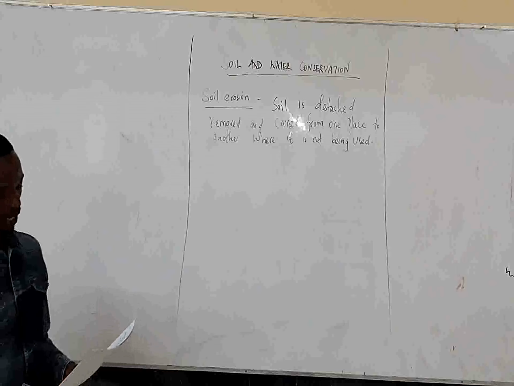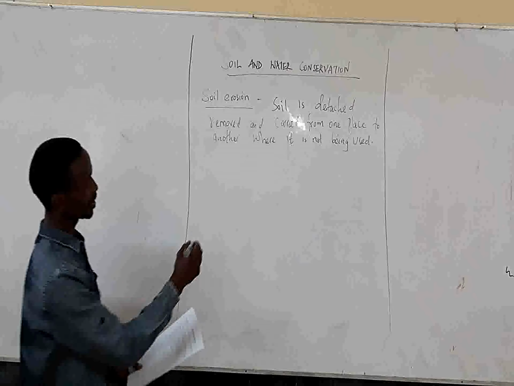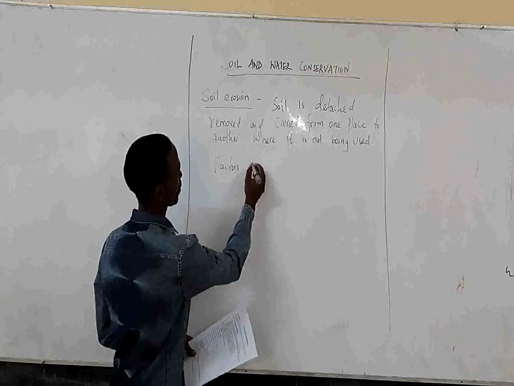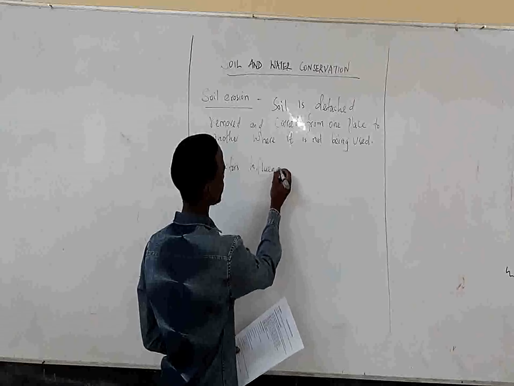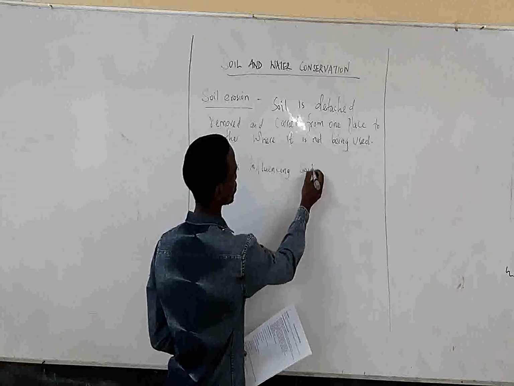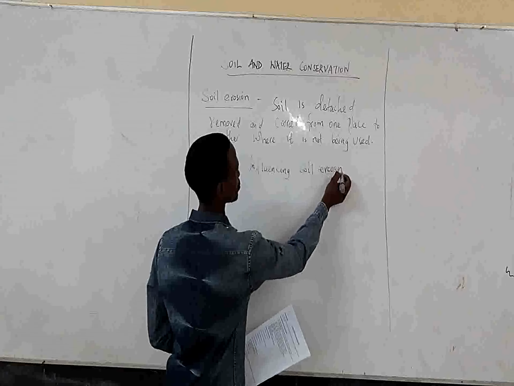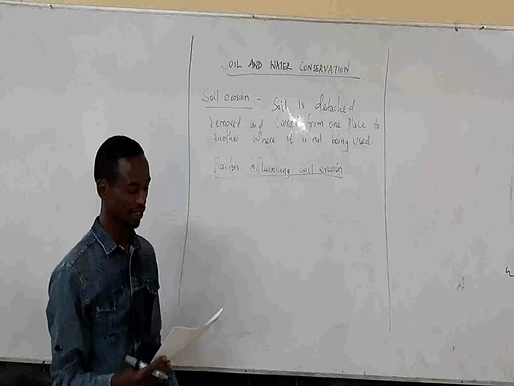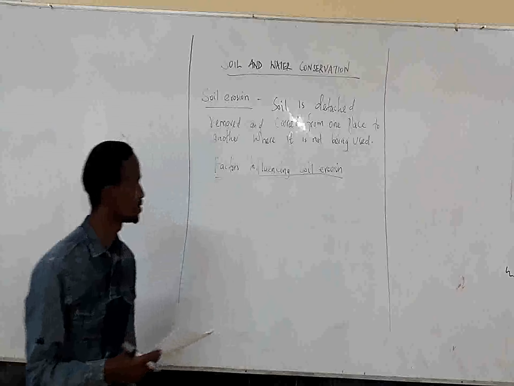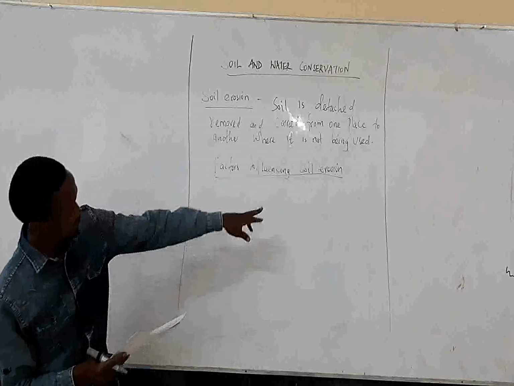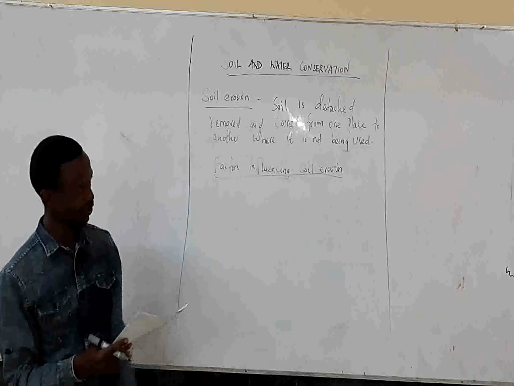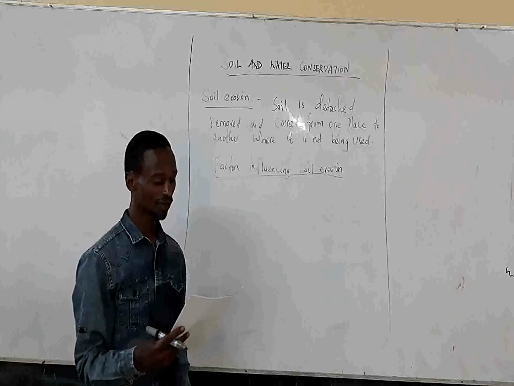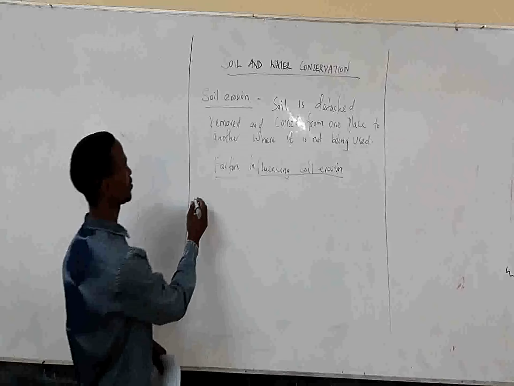Then we are going to look at factors influencing soil erosion. These are the factors which contribute or lead to soil erosion taking place. Number one of the factors influencing soil erosion is amount and intensity of rainfall.